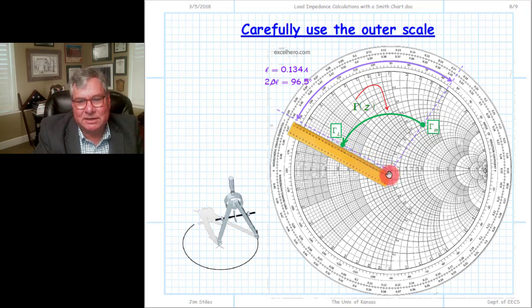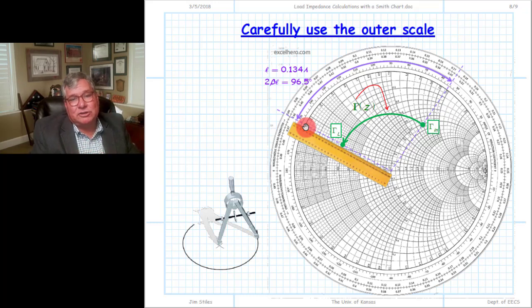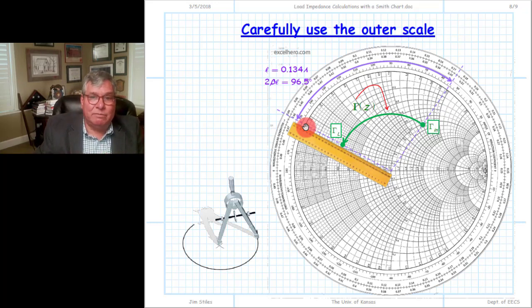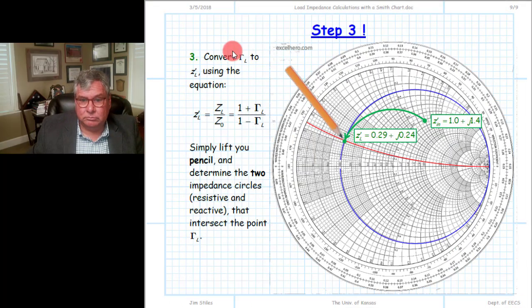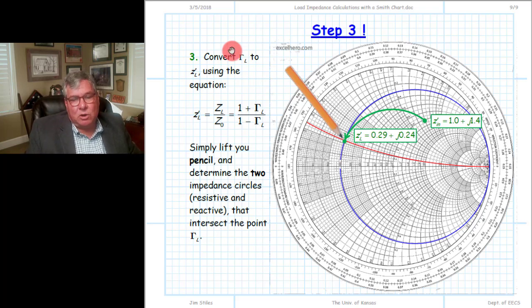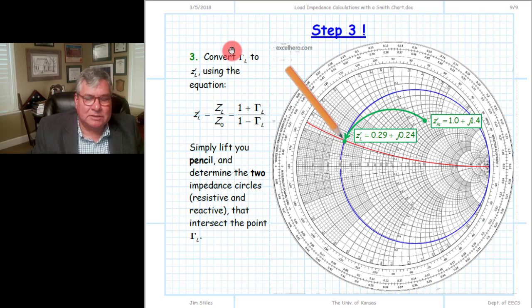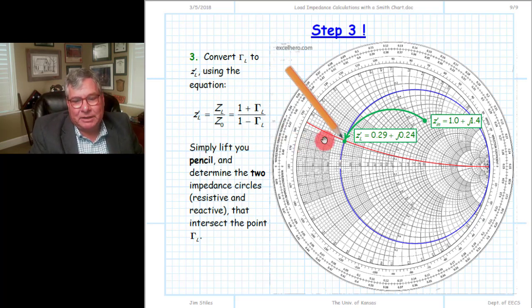If we were to measure the distance from the center to that point, that would give us the magnitude. If we were to look at the rotation angle around for that point, that would be the reflection coefficient angle for gamma L. Again, generally speaking, we don't determine those values because we don't explicitly care what the value of gamma L is. What we seek to find is instead the value of the load impedance, the normalized load impedance. And that step is our third of our three steps. So the third step is to transform this load reflection coefficient to the normalized load impedance. And instead of going through and using this equation, which we could do, we can more quickly determine the answer by simply looking at the point for gamma L and seeing where the contours of constant resistance and constant reactance intersect with that point.